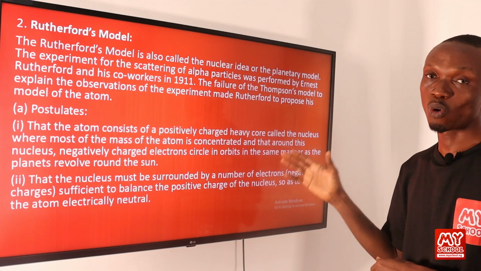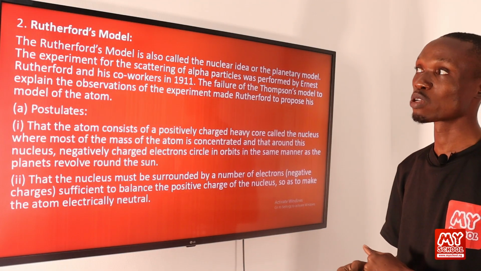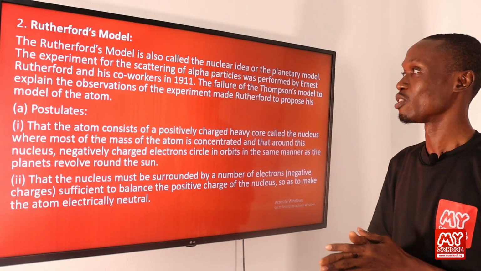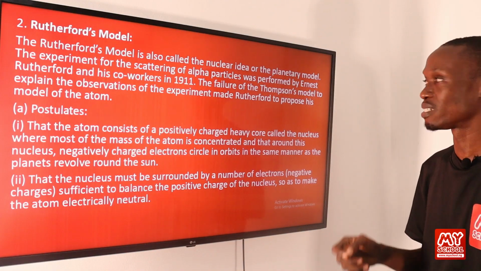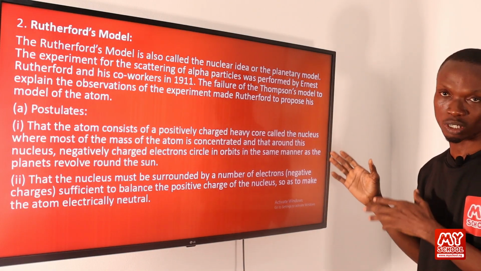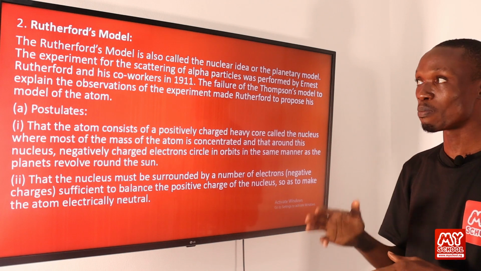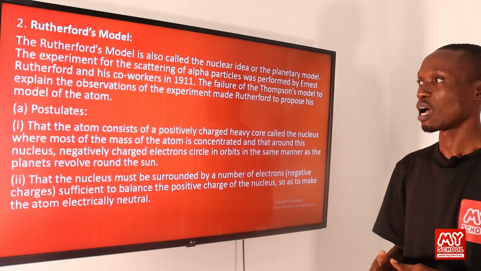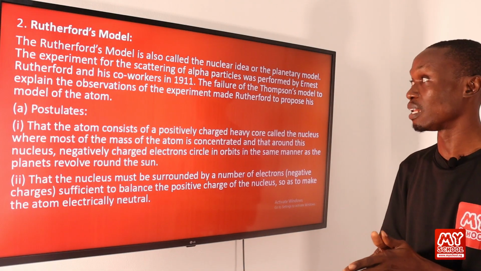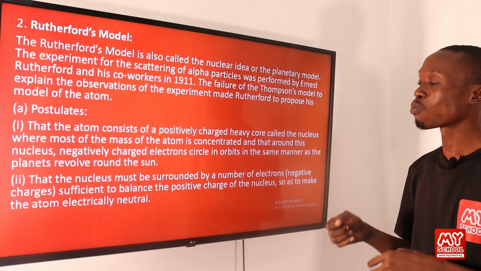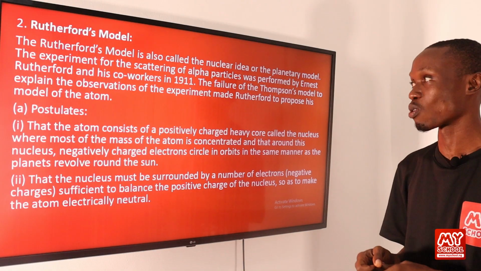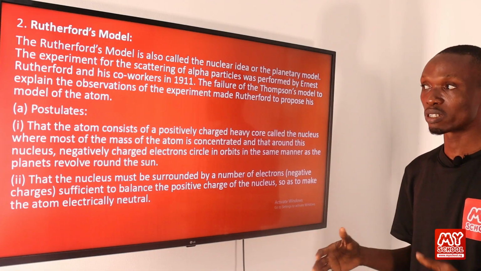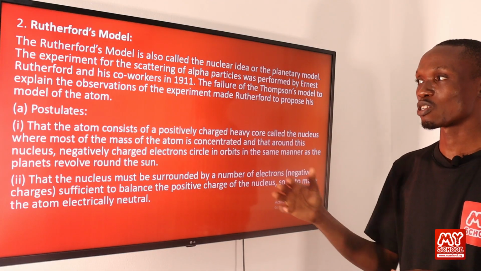On the next slide here, we are going to be discussing Rutherford's model. Rutherford's model is also called the nuclear model or the planetary model. So just take note of that. The alpha particle scattering experiment was performed by Ernest Rutherford and his co-workers in 1911. The failure of the Thomson model to explain the observations of the experiment made Rutherford propose his model of the atom. So now let's look at the postulates.